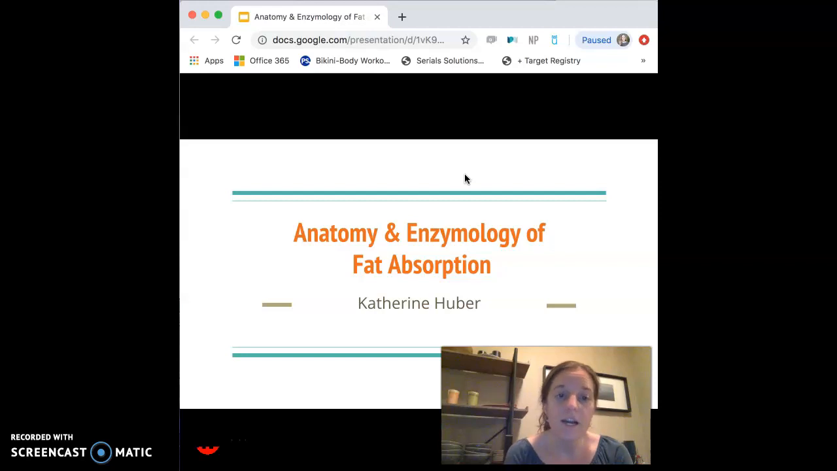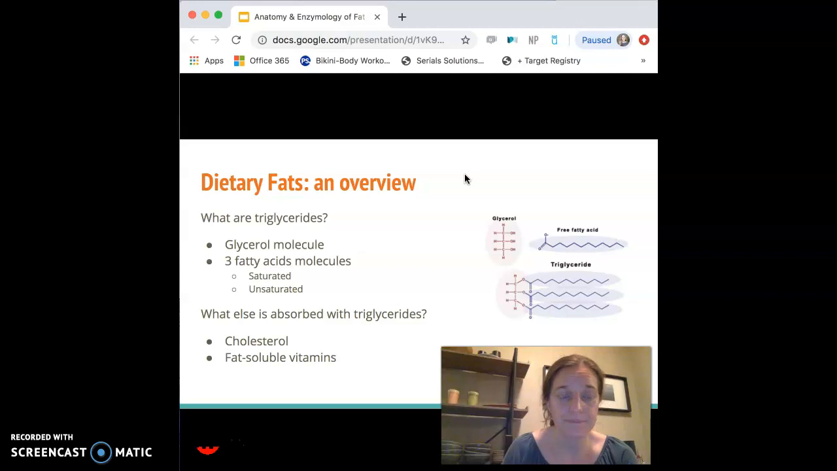So today I'm going to be talking about the anatomy and enzymology of fat absorption. When we think about dietary fats, the primary dietary fat that's found in foods is triglycerides, and these are composed of a glycerol molecule and 3 fatty acid molecules.